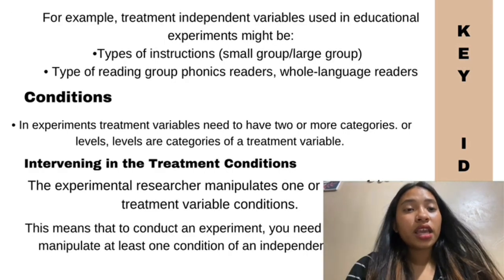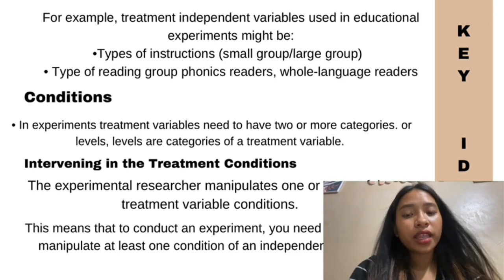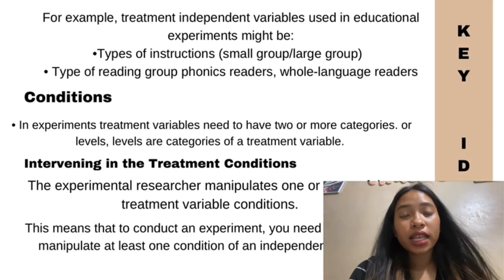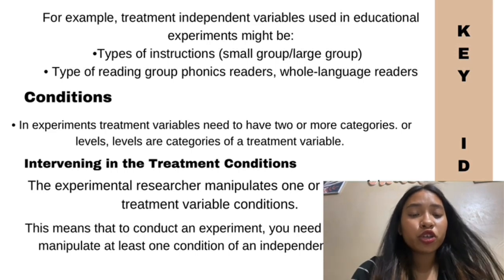Conditions. In an experiment, the treatment variable needs to have two or more categories or levels. Be reminded that levels are the categories of treatment variables. In the book, we have this example: if you decided to divide the types of instruction by three, first is a standard civics lecture. Next is a standard civics lecture plus discussion about the health hazard. And last is the standard civics lecture plus discussion about the health hazard and a picture or a slide of a damaged organ.